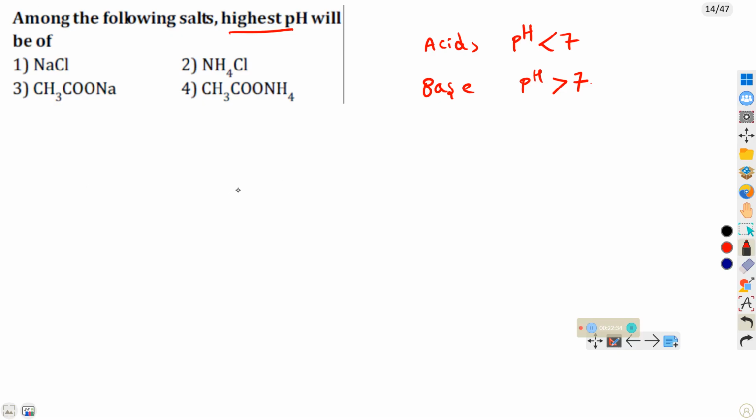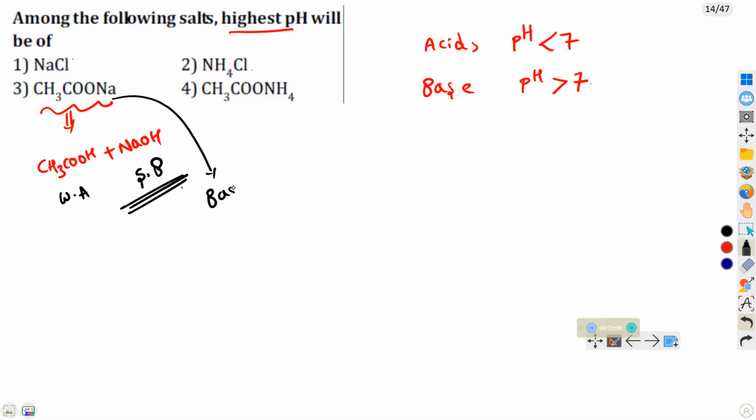Identify the basic salt. NaCl is a combination of NaOH and HCl. This is the combination of NH4OH and HCl. CH3COONa is a combination of CH3COOH plus NaOH, a weak acid and strong base. Base is stronger, so this salt is considered a basic salt. Basic salt pH value is greater than 7.